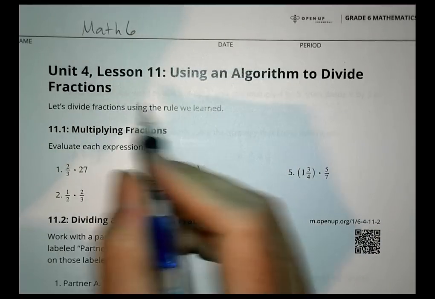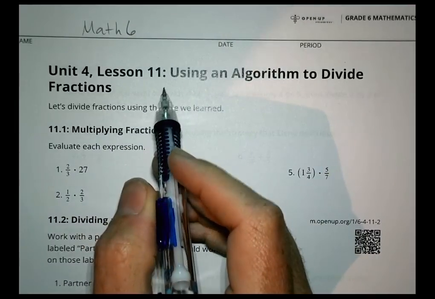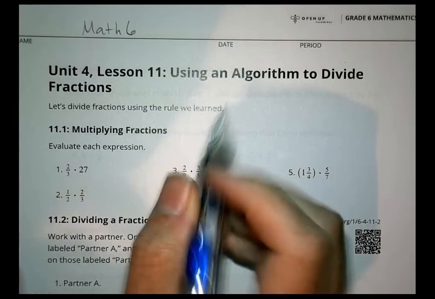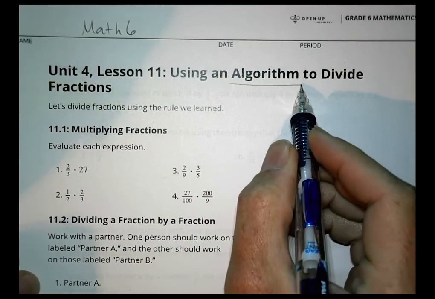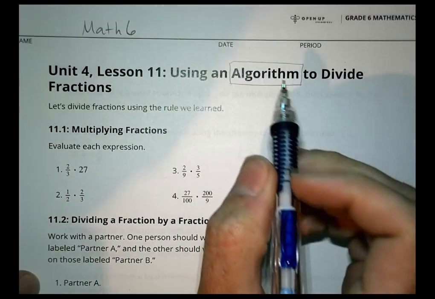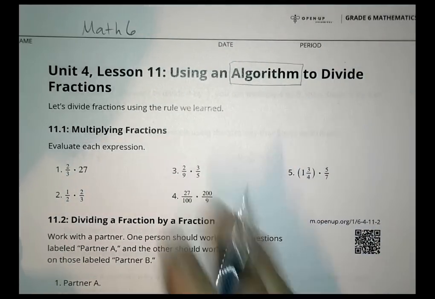Okay, so here we go. We've worked through lessons 6 through 10, working on ways to visually see how fractions work. Today we're going to start talking about an algorithm. It's almost like saying a little bit easier way of doing it without a lot of pictures and graphics. So let's take a look at this today.